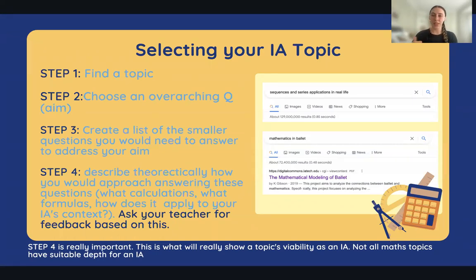And I think it's then disheartening, because you think, oh, I can't find it, this is a bad topic or whatever. When it's not, it's actually good, because it means that it's original. And also, even if you did find an IA on that topic, it might not really be the angle that you're interested in looking at.